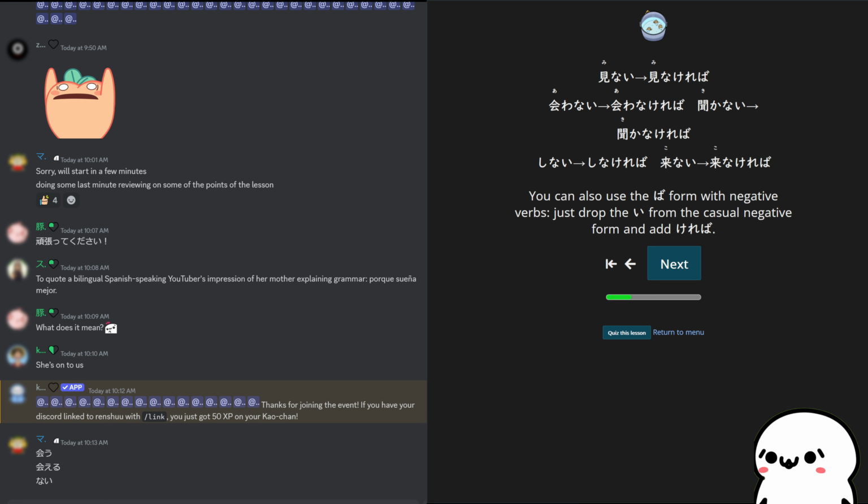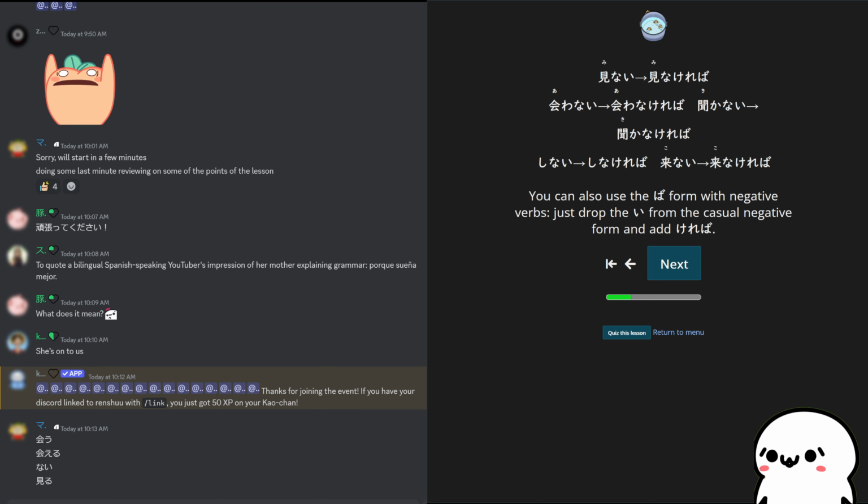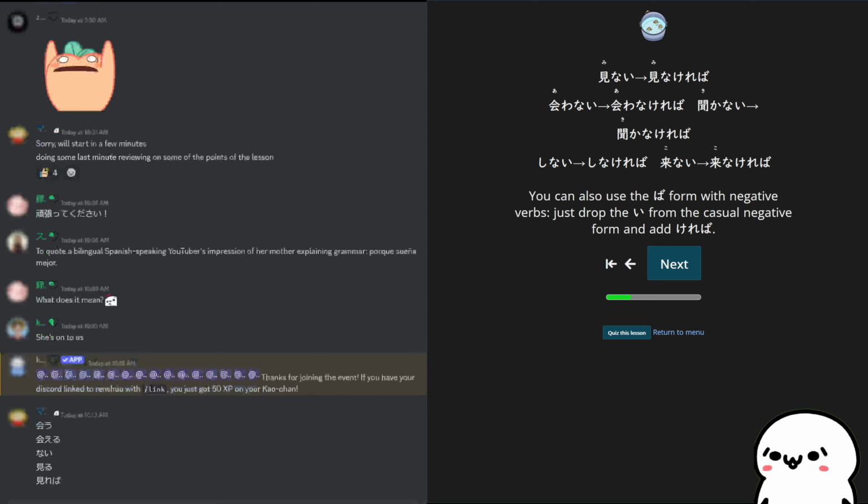So taking a look at this, I'm going to read a few of these. Minai becomes minakereba. Remember, we're talking about the conditionals. Let me tell you what this actually means. Minai means to not see. Minakereba means if you don't see. So just to show you the pair all together, there's miru, to see. Mireba, if you see.